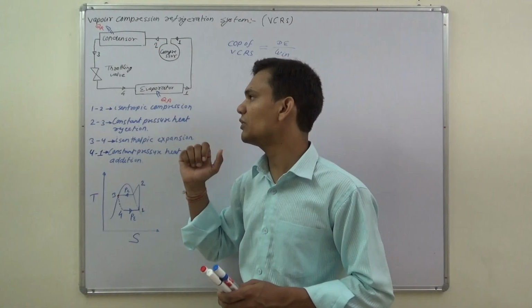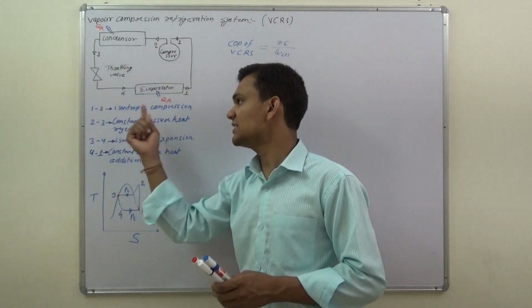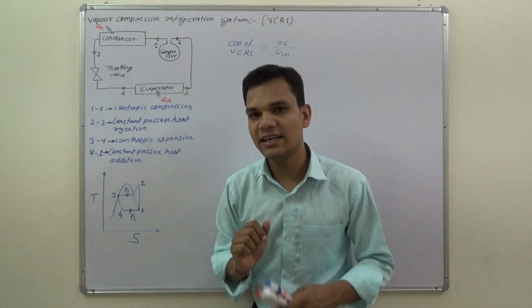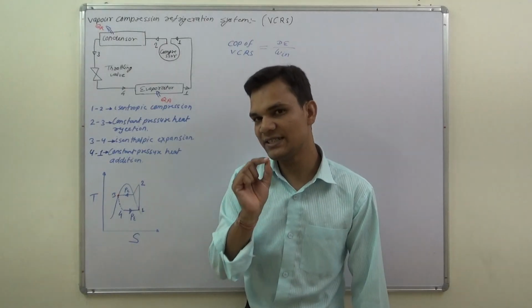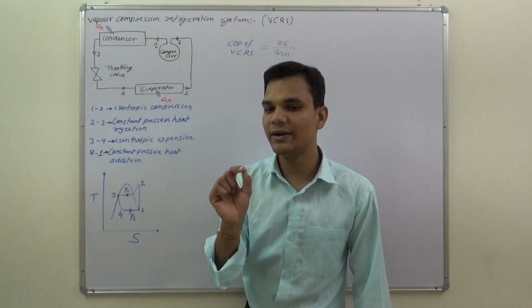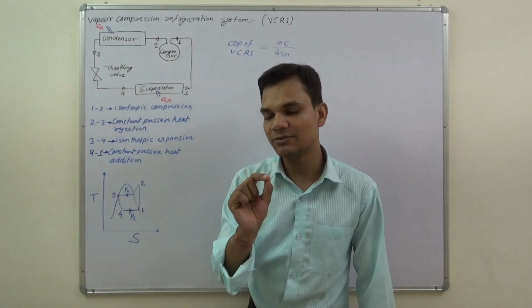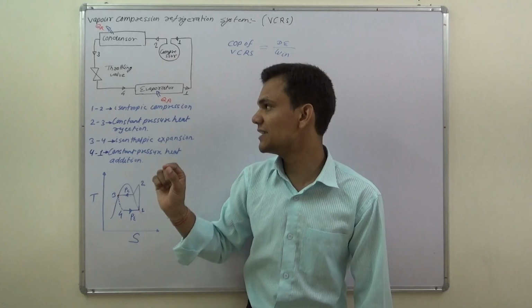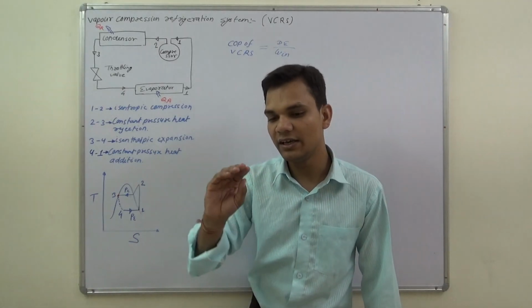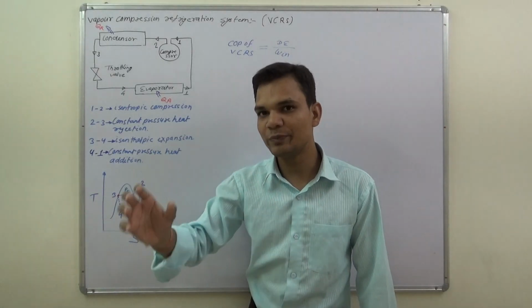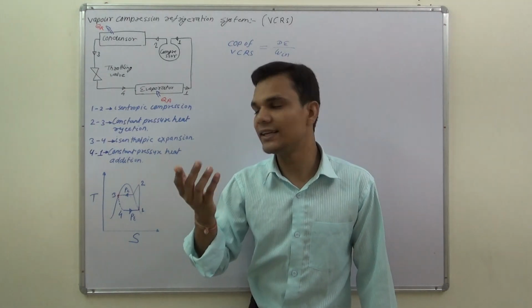So that is about the components. The first process is isentropic compression. Isentropic compression takes place in the compressor. Isentropic means a reversible adiabatic process. In compression, a reversible adiabatic process takes place, meaning there is no exchange of heat, only the pressure and temperature of the working fluid increase.